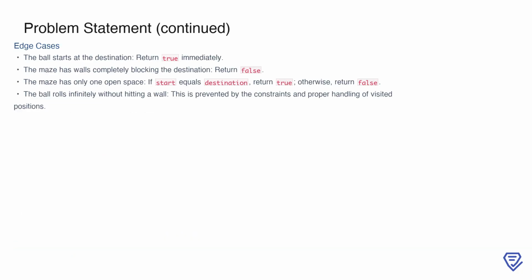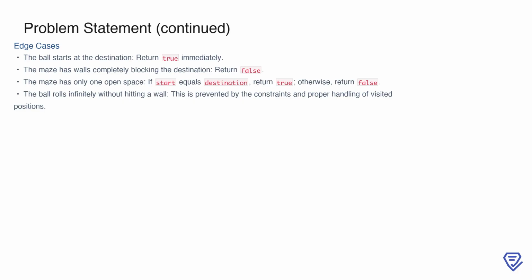Finally, let's consider some edge cases. If the ball starts at the destination, we can immediately return true since it's already where it needs to be. On the other hand, if the maze has walls completely blocking the destination, it's impossible for the ball to reach it, so we return false. In cases where the maze consists of only one open space, if the start and destination are the same, we return true, otherwise, it's false.